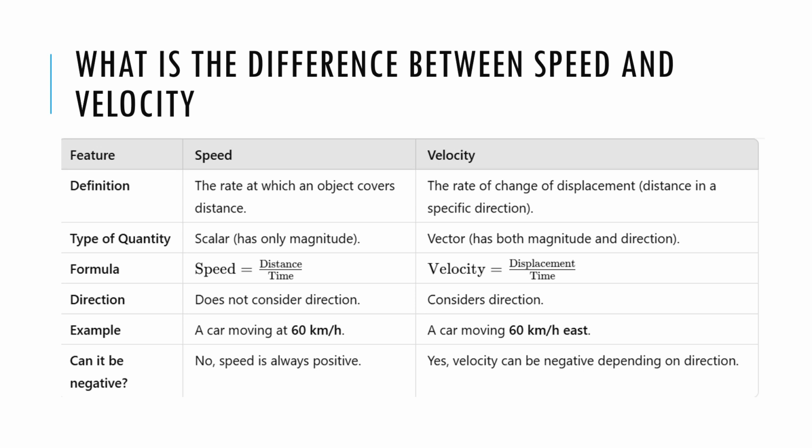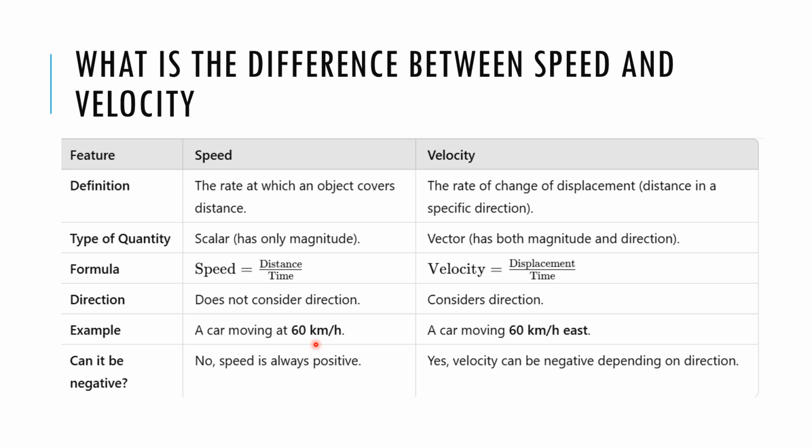Or simply we can say speed is how fast something is moving but does not indicate direction, whereas velocity is how fast something is moving in a particular direction. So what is the formula for speed? Speed is distance over time. What is the formula for velocity? Displacement over time.